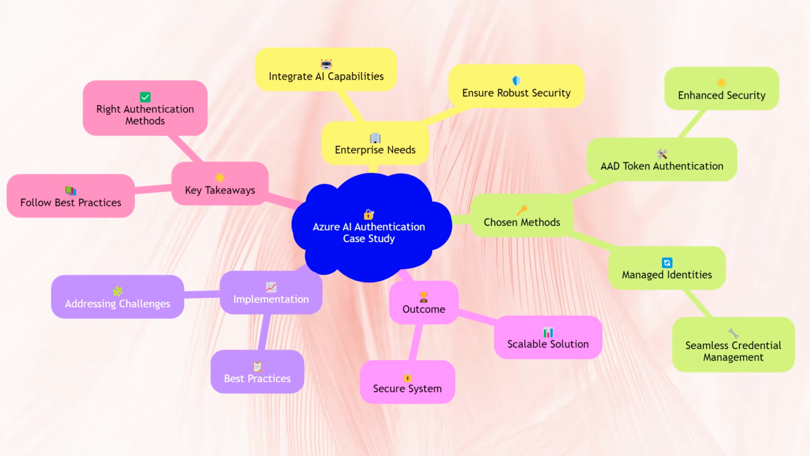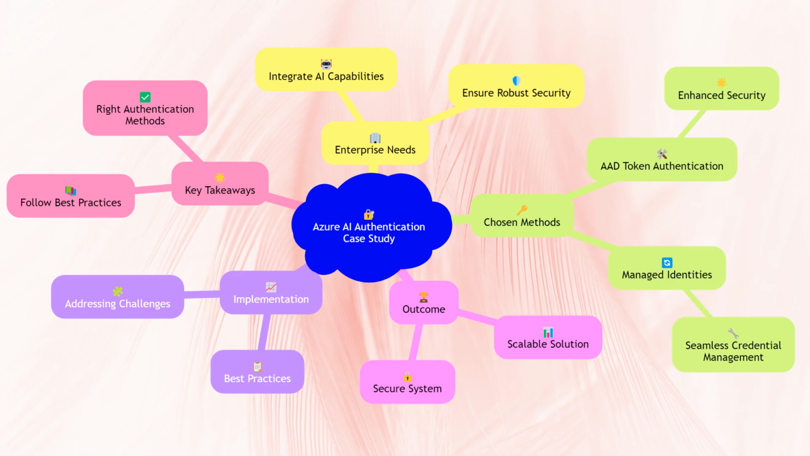Let's explore a case study of an enterprise implementing authentication for Azure AI services. The company needed to integrate AI capabilities into their existing applications while ensuring robust security. They chose AAD token authentication for its enhanced security features and managed identities for seamless credential management. By following best practices and addressing common challenges, the company successfully implemented a secure and scalable authentication system. This case study highlights the importance of choosing the right authentication methods and following best practices to achieve a secure Azure AI solution.